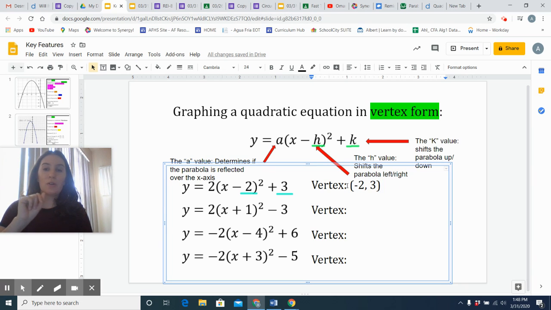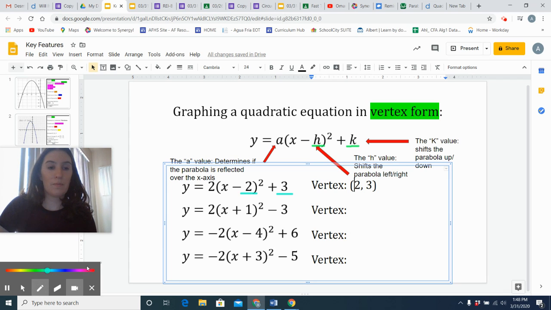But if you recall, your h value is a little bit tricky. It doesn't actually follow what it says. When it says -2, that actually means it goes to the right 2. And when we do our Desmosing, you're going to see why that happens. It's very odd. So my vertex is actually +2, 3. So this means it went 2 units to the right and then up 3 units. And that would be my vertex.